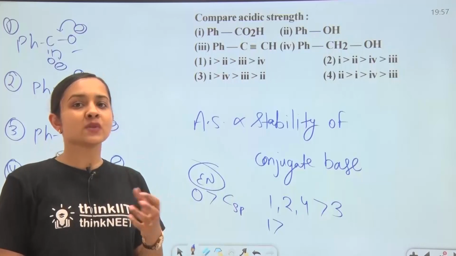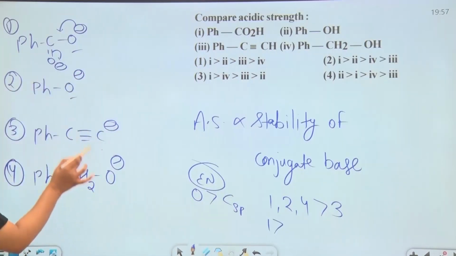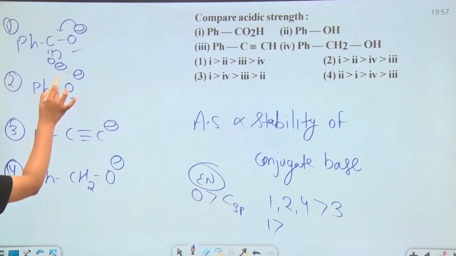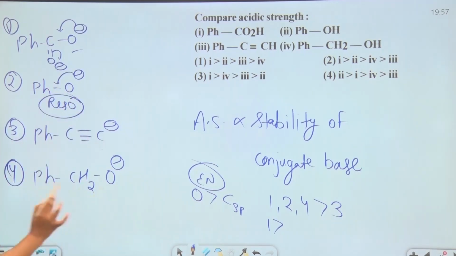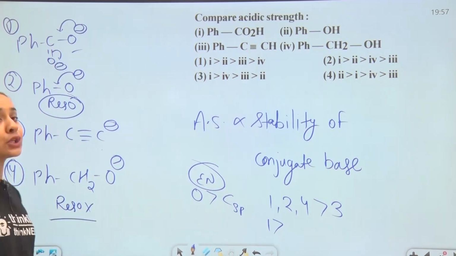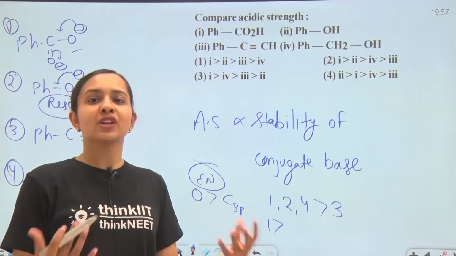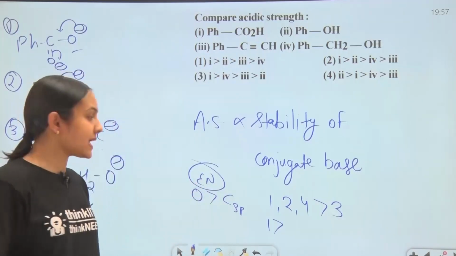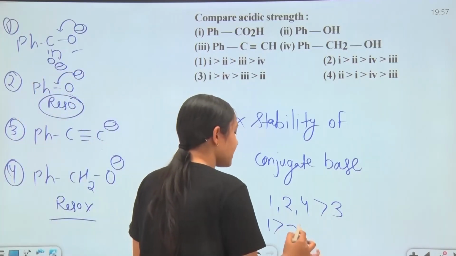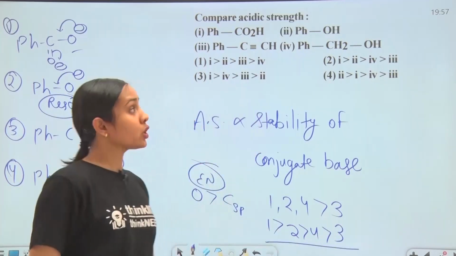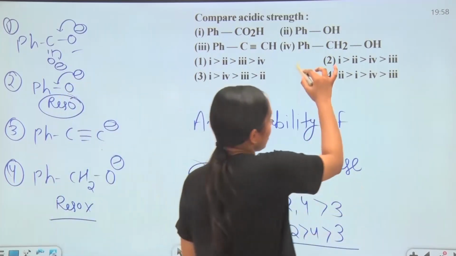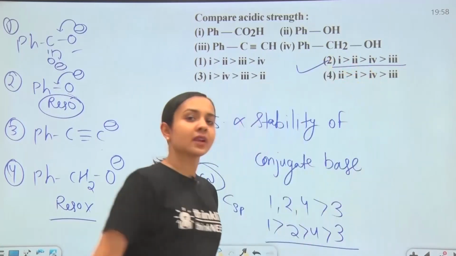Now we will compare second and fourth. In the second compound, this O- is formed, and this O- will participate in the resonance with the benzene ring. But here in this compound, resonance is not possible, because due to the resonance, stability of the negative charge increases. That's why it will be more acidic in nature. So second will be more acidic in nature than fourth. This is the correct acidic strength order, and you can see that option 2 is the correct answer. Thank you.